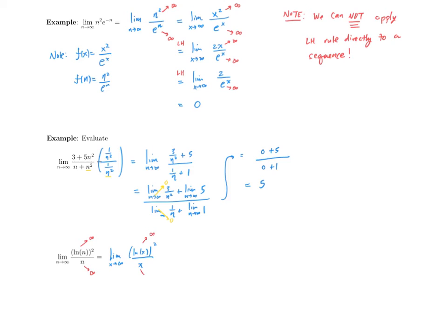So the top is going to infinity, the bottom is going to infinity. So we apply L'Hopital's rule. L'Hopital's rule allows us to evaluate the limit where we've differentiated the top and we've differentiated the bottom. In the top, we're going to use the chain rule. So the derivative of the outside evaluated at the inside times the derivative of the inside. And this would be the limit as x approaches infinity of 2 ln of x over x.